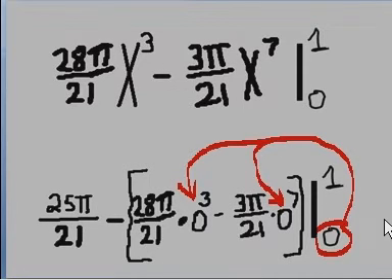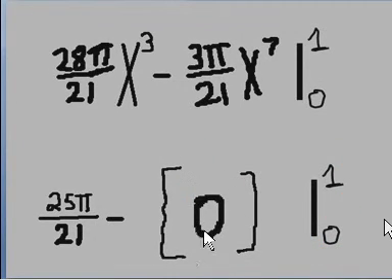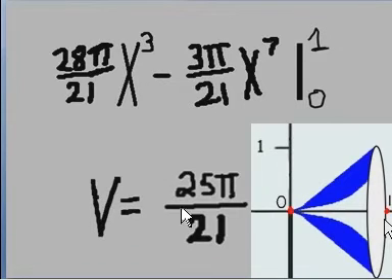Let's do the next one. I substitute the x with the 0. 0 to any power is 0. Anything times 0 is 0. That becomes a big fat 0. So, 25 pi over 21 minus 0 is 25 pi over 21.